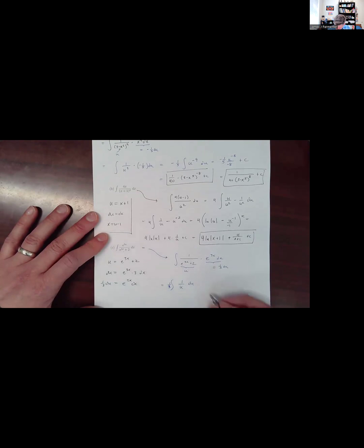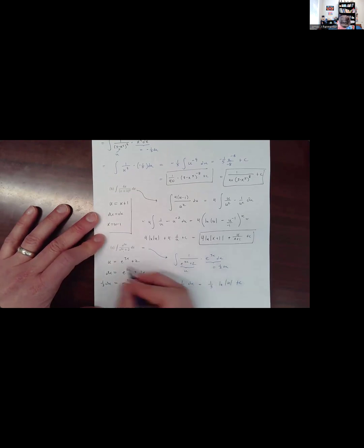1/3 on the front. That's going to be 1/3 natural log of the absolute value of u plus c, which is going to be 1/3 natural log of the absolute value of e to the 3x plus 2.